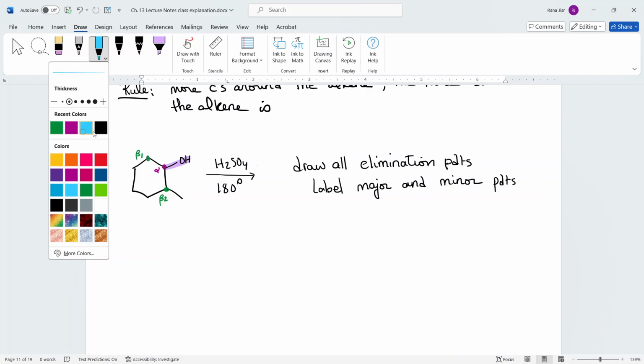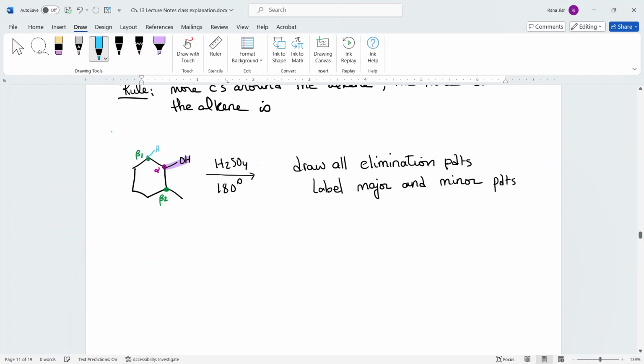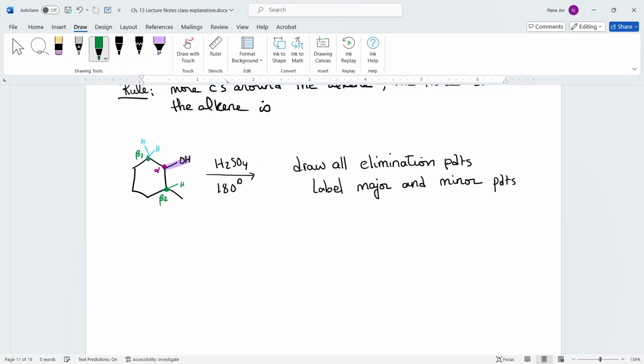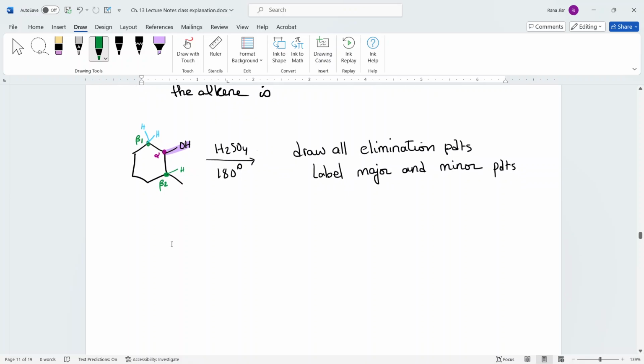Okay, so I'm just going to go ahead and draw the hydrogens in there for beta 1, and then draw the hydrogens for beta 2. So this one is going to be 1 hydrogen here. So when I'm doing the elimination, I'm going to end up having a double bond here between alpha and beta 1, and a double bond here between alpha and beta 2. So my product here is going to be two alkenes. I'm going to form a double bond in here.